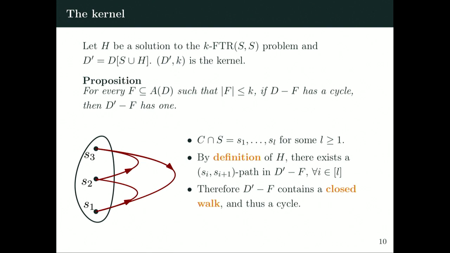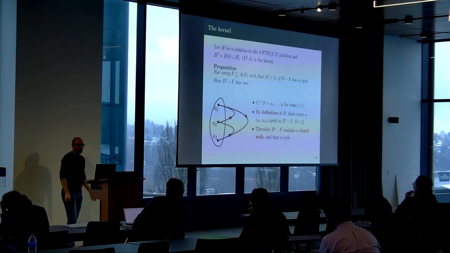So suppose you have a cycle C in D minus F. We know that this cycle intersects S. This is the definition of S. So let's say, for example, we have these 3 points, and then we have a path from S1 to S2, a path from S2 to S3, and a path from S3 to S1 in D minus F. But now, by definition of this fault-tolerant reachability problem, in D prime minus F we also have a path between S1 and S2, S2 and S3, S3 and S1, etc. And thus, we have a closed walk in D prime minus F, and thus a cycle.